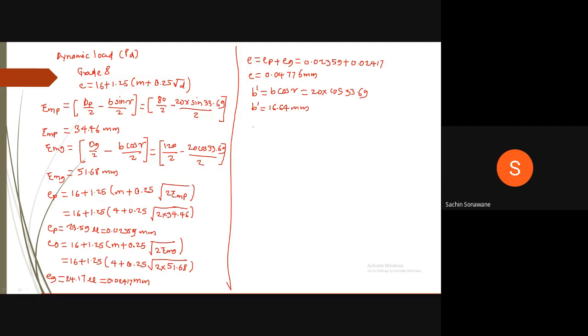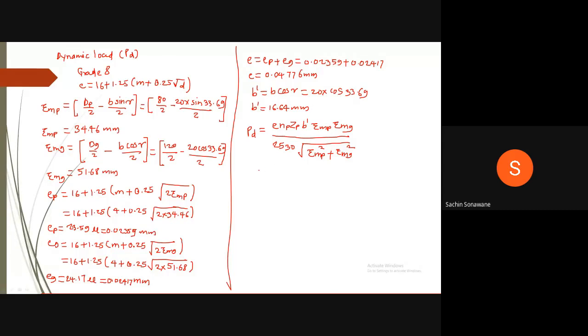Now we will calculate dynamic load. Therefore, dynamic load PD is given by E into NP into ZP into B dash into RMP into RMG. This is the formula for Buckingham, divided by 2530 into square root of RMP square plus RMG square.